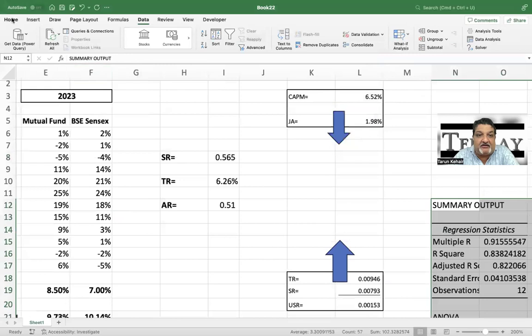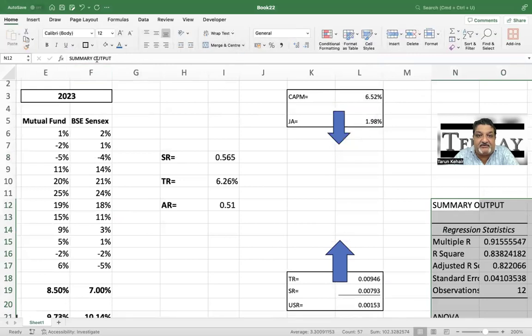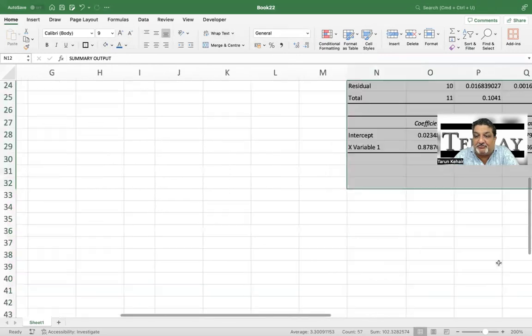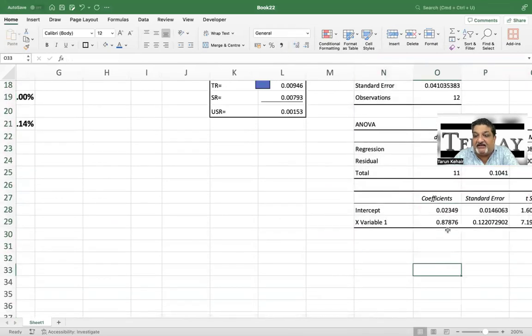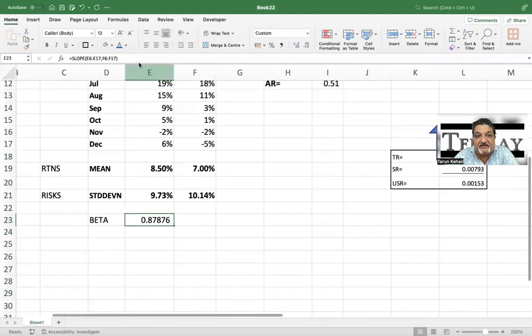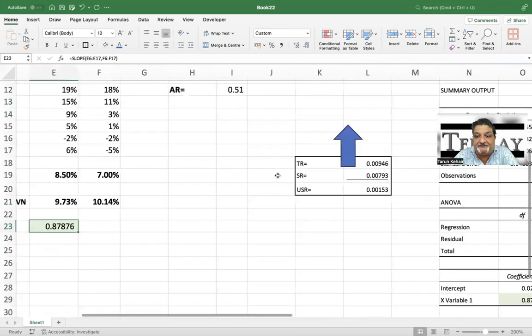तो आपका ANOVA अब generate हो गया. सबसे पहले ANOVA पे हम जाके देखेंगे कि slope क्या निकलता है. Ideally it should be a beta. Yes it is. आप देखेंगे. So 0.87876 is your beta, which is exactly what we had found out.